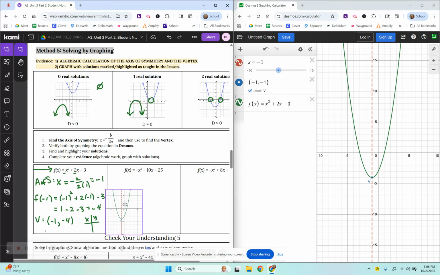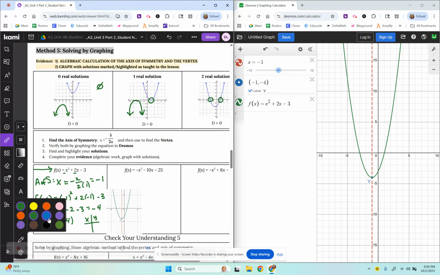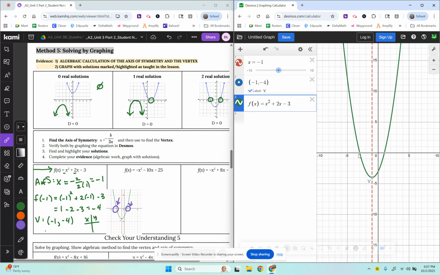I'm going to run out of room for my other one, so I'm going to squeeze that in here. I could also sketch this by hand. Let's grab a color that will stand out a little bit, maybe the purple. I'm going to say that this point and this point are my solutions where x is, and if you can't remember what they are, you can definitely click on them.